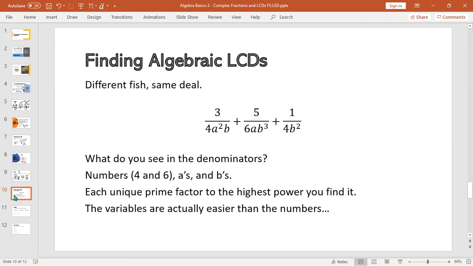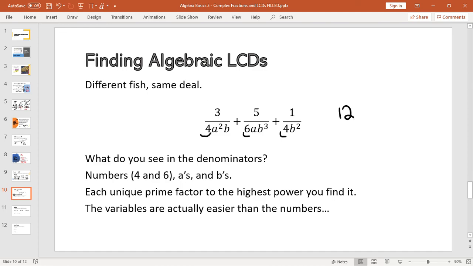Alright, when you're looking for algebraic LCDs, it's the same idea. So you're going to deal with the numbers the way you did before. You see the number 4 and the number 6, another 4. And these are low numbers, so I don't really need to do the whole factorization thing. I know that they both go into 12. So I know that my lowest common denominator will have something that 4 and 6 both fit into, and that is 12.